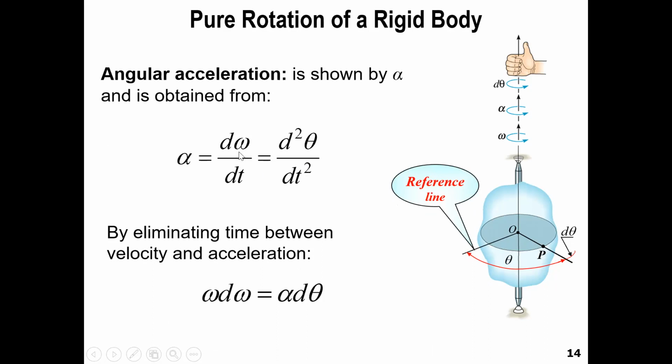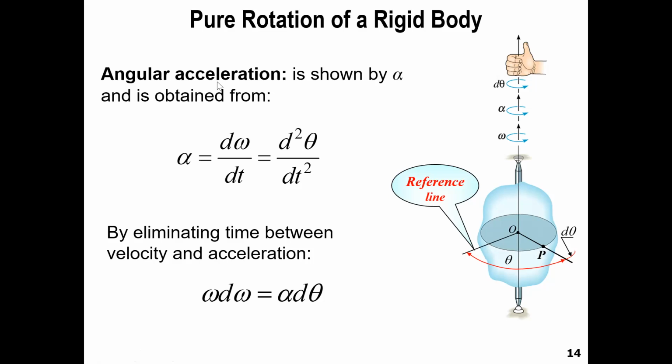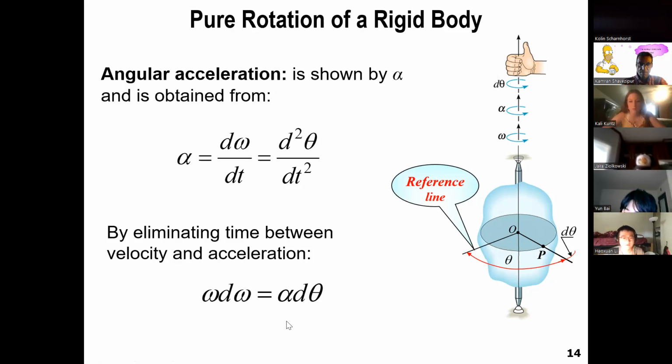And if we eliminate time between the two equations, you're going to get omega d omega equals alpha d theta. Does that remind you of anything similar from the kinematics part? Haojin, do you remember something like this for linear displacement? What was the equation similar to this? For velocity, a ds equals v dv. Exactly. You see, you had a equals dv dt or d2s dt squared, right? Now you have alpha equals d omega dt, d2 theta dt squared. You had v dv equals a ds. Now you have omega d omega equals alpha d theta.